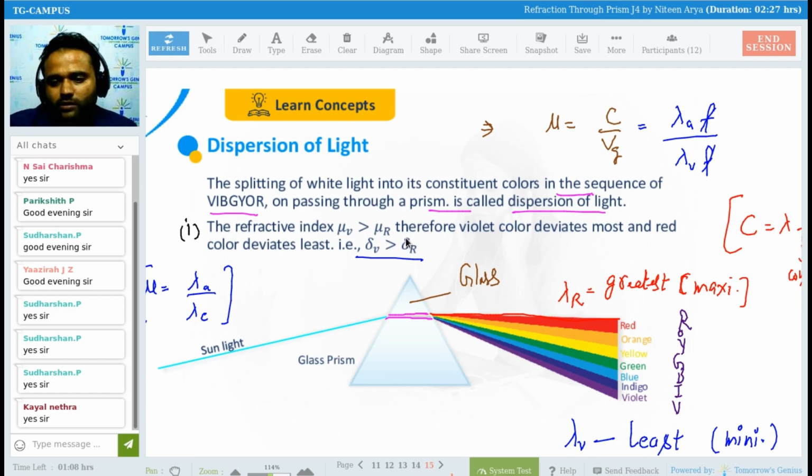the most. What is the meaning of deviation? Everyone knows. If this prism is not there, this white light passes through somewhere like this, isn't it? Or more clearly, somehow like this. So we can directly see first of all that red has minimum deviation, and violet has maximum deviation.